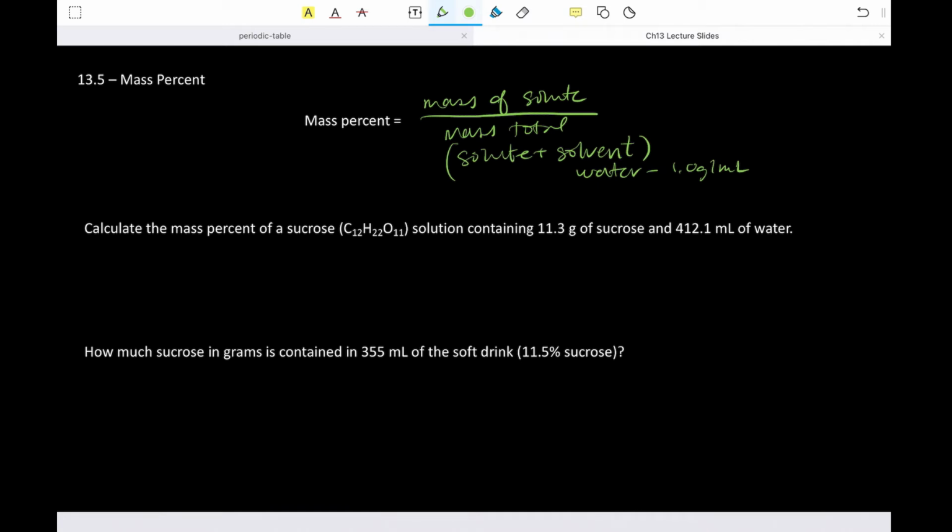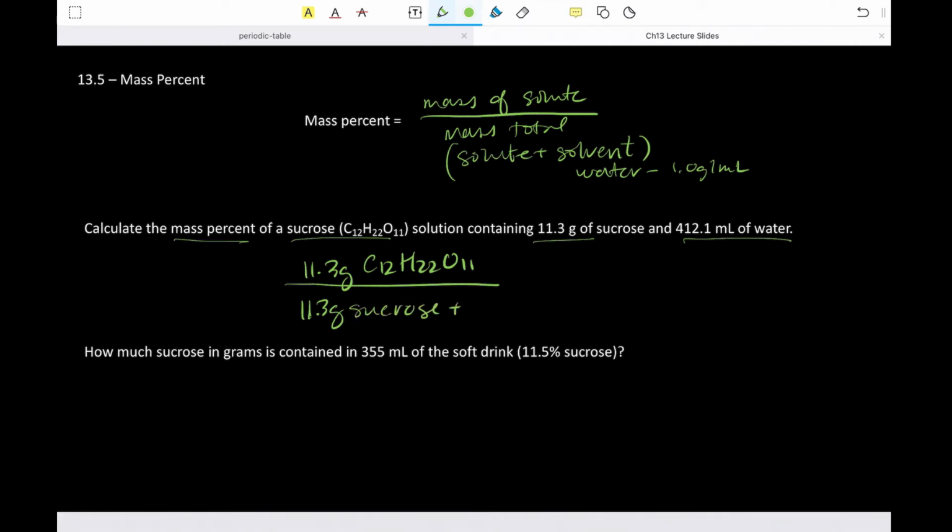So calculate the mass percent of a sucrose solution containing this many grams of sucrose and that many mils of water. So what do we do? We just do the formula. So it's going to be solute, so this is our solute, our sucrose, over the total mass. So we're going to take our 11.3 grams of sucrose plus our 412.1 grams of water, and that's going to be our total, times 100. And that's going to give us our percent by mass.